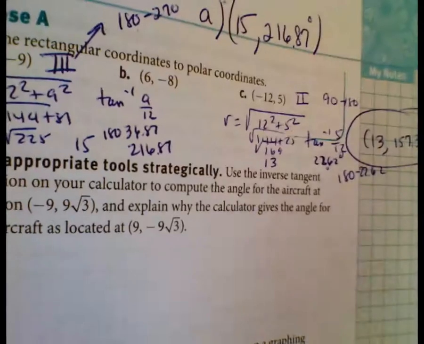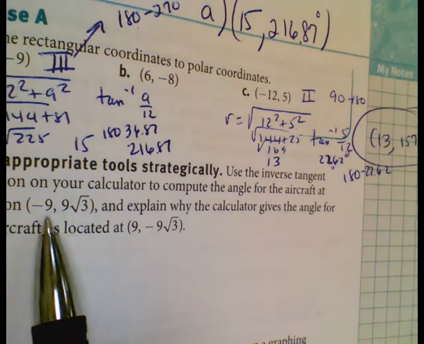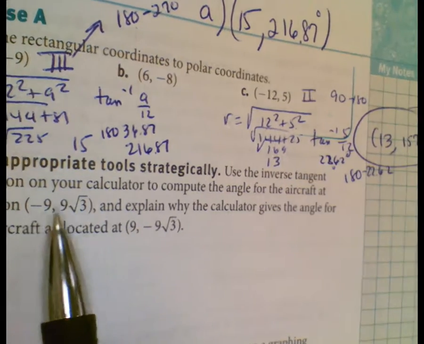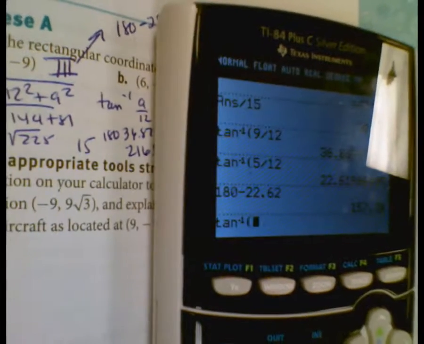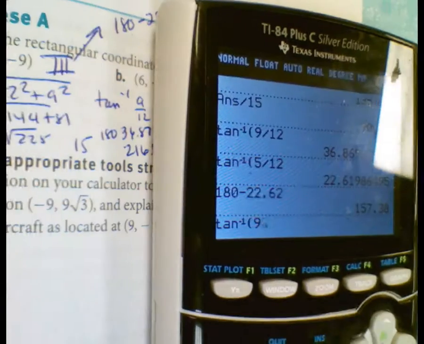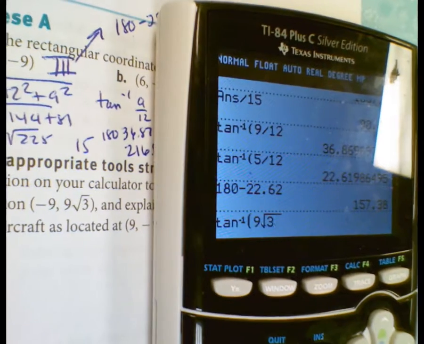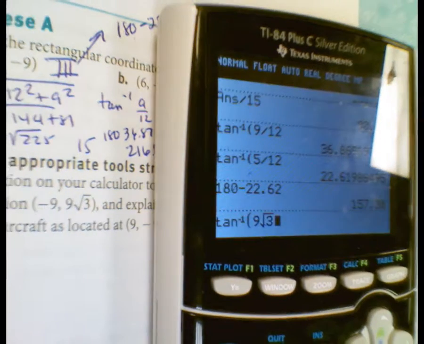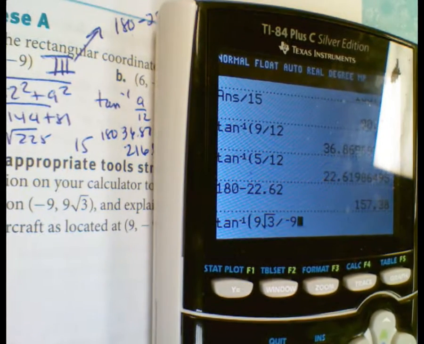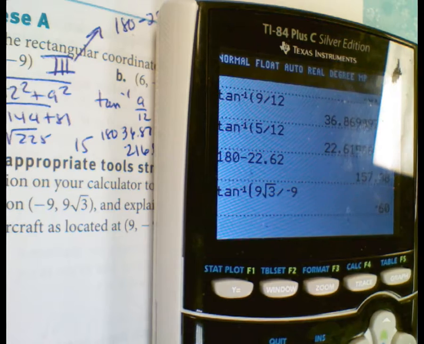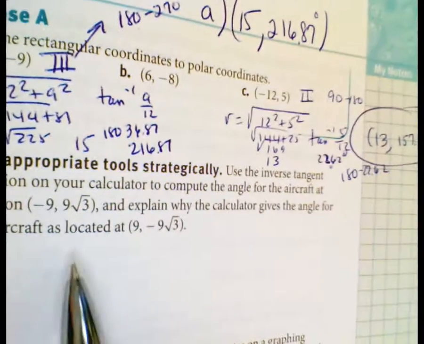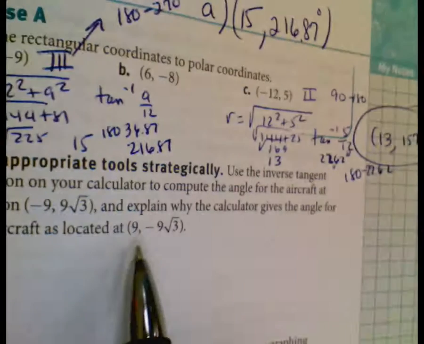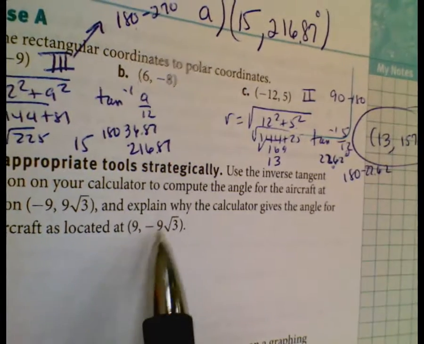In number 2, it says use appropriate tools strategically. They're basically saying that when you punch this in your calculator, 9 radical 3 divided by 9 arctangent, if you actually use, you know how I always say do not use negatives because they mess you up? We have 9 radical 3 divided by negative 9. It gives you negative 60. It gives you a 4th quadrant answer. And they want to know why it gives you the angle that's located in the 4th quadrant.